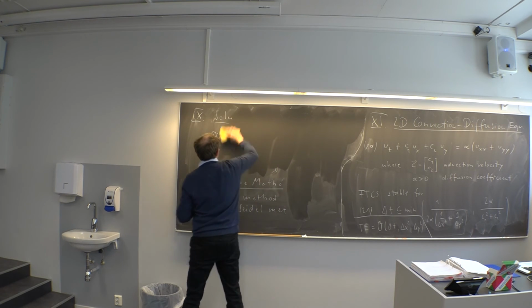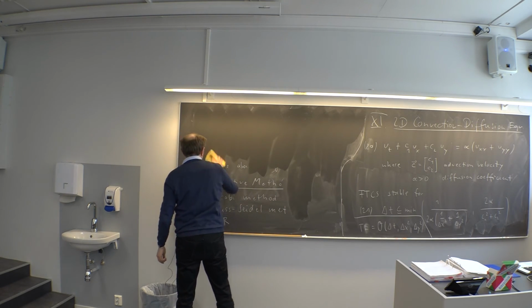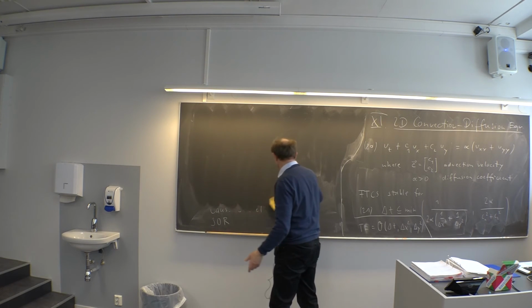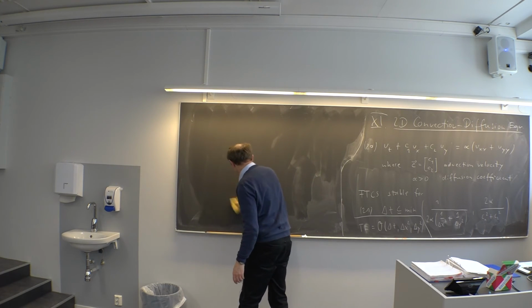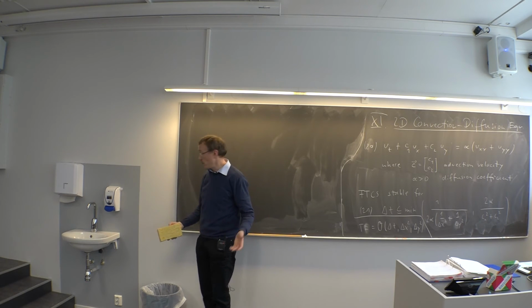In time, we could also get more accurate using a Runge-Kutta method. Heun's method would give us second order. The classical Runge-Kutta method would give us fourth order.